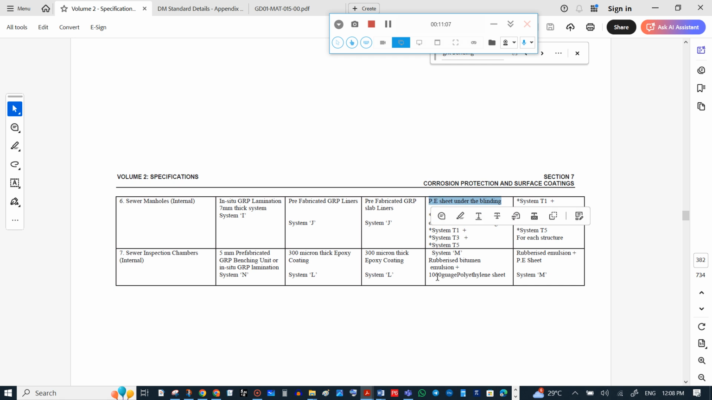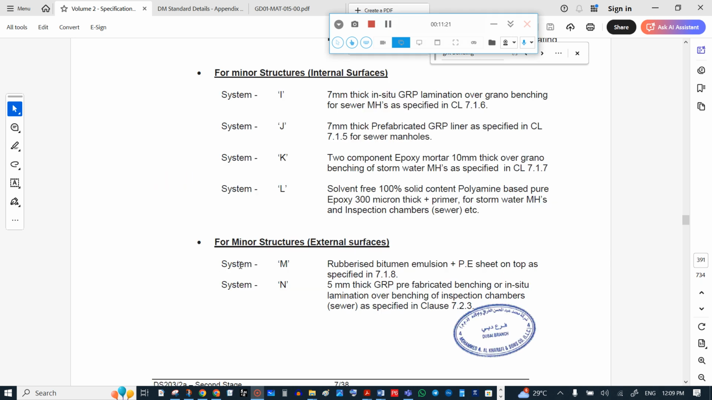What is this? It is based on which system actually? It should be system M or what, that we have to discuss. So in this page 391 it is mentioned system M. It is a rubberized bitumen emulsion plus a PE sheet on top as specified in 718. So we'll go for 718.